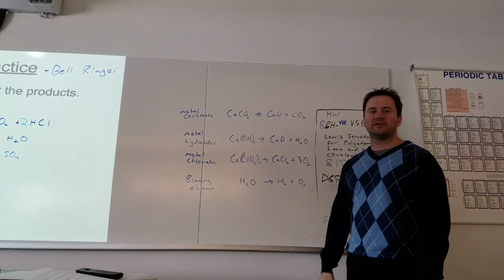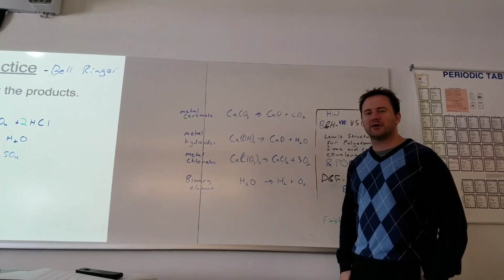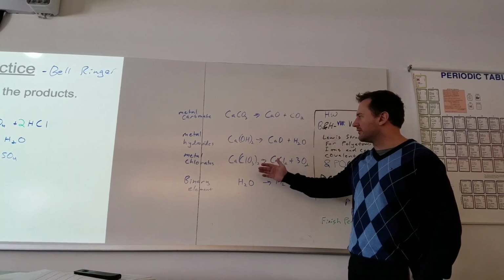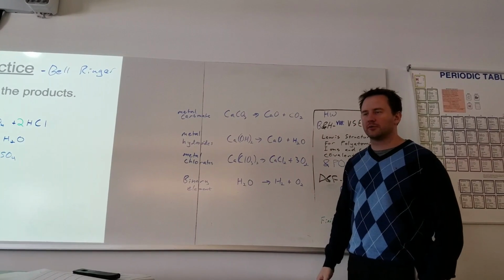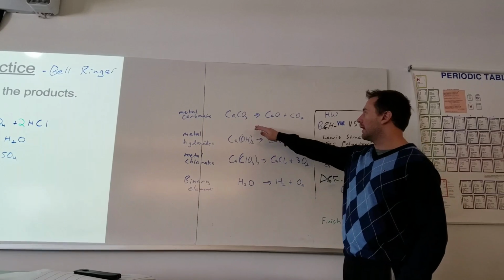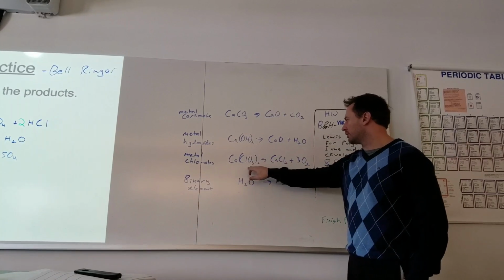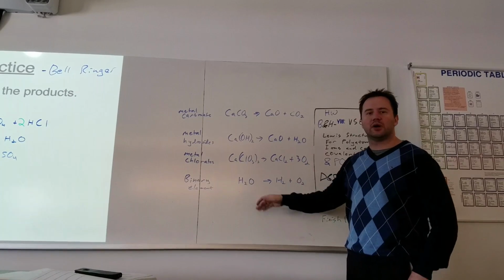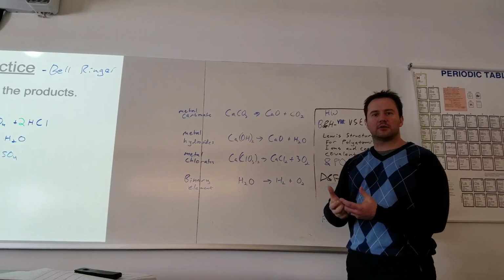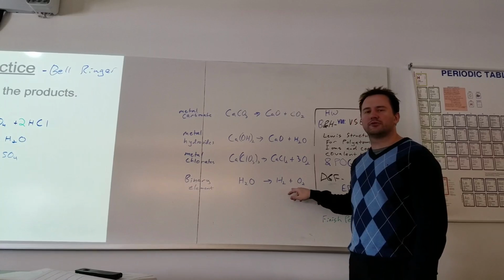So these are the four main types of decomposition reactions you have to know. Depending on what you're given, you should be able to predict the products that will be produced. And again, they are: carbonates produce carbon dioxide, hydroxides produce water, chlorates produce oxygen, and then if you have just two elements together breaking apart, you're going to end up with those two elements separate.